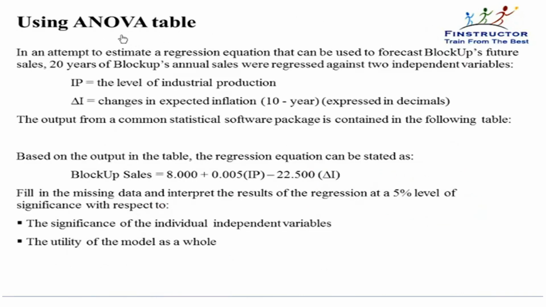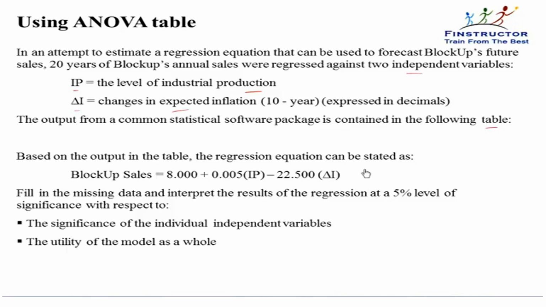In simple linear regression, we studied the example of a partial ANOVA table. We will now use a complete ANOVA table and try to make inferences about the regression analysis. So in an attempt to estimate a regression equation that can be used to forecast Blockup's future sales, 20 years of Blockup's annual sales were regressed against 2 independent variables, as we saw. IP is the level of industrial production and delta I is the change in expected inflation. The output from a common statistical software package is contained in the following table.